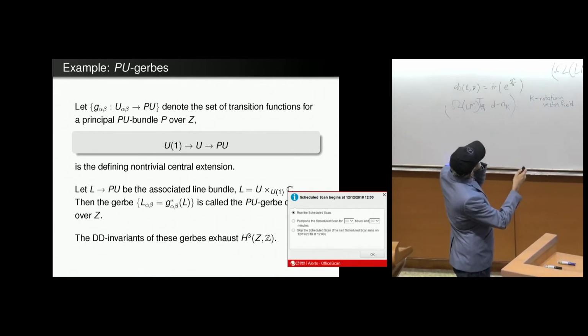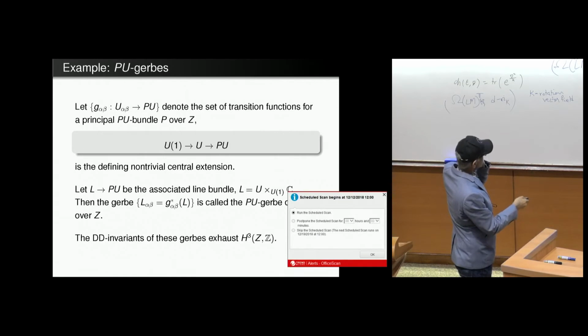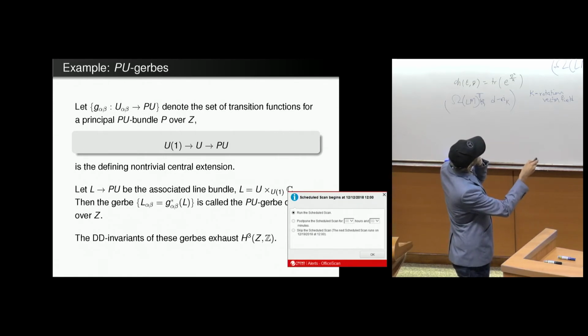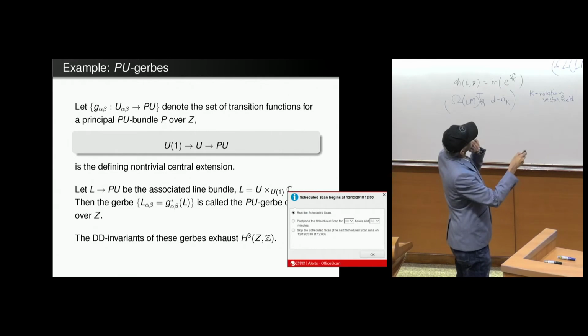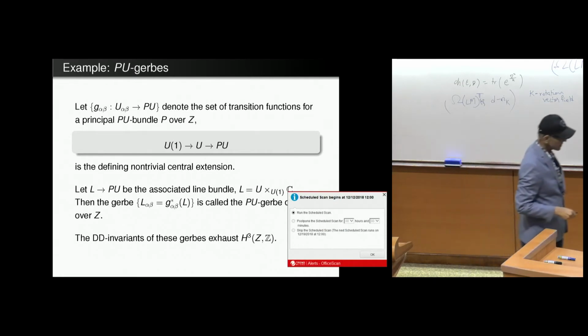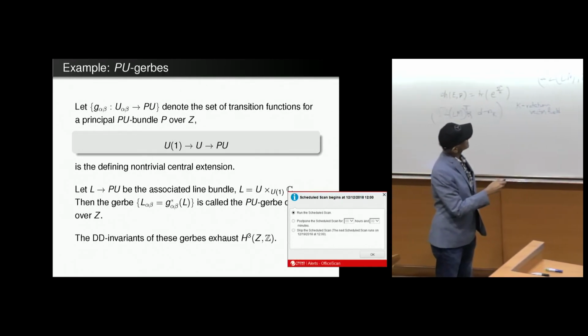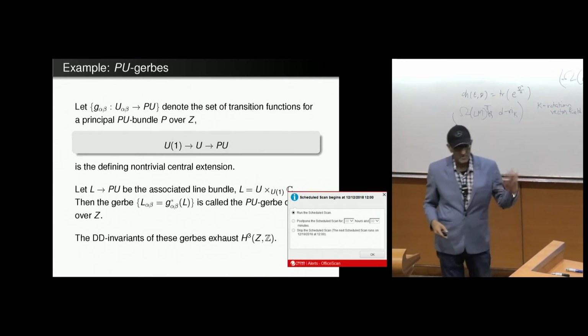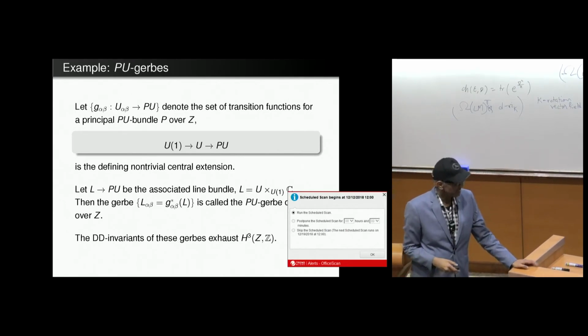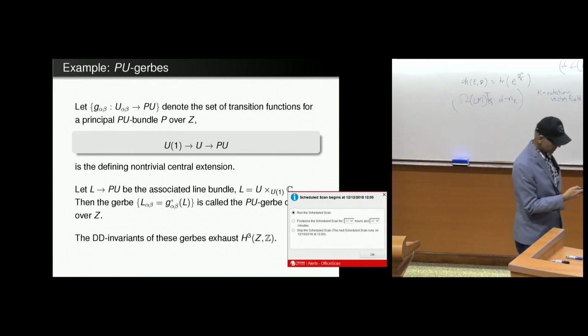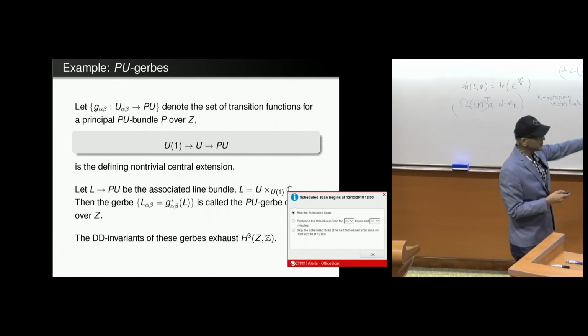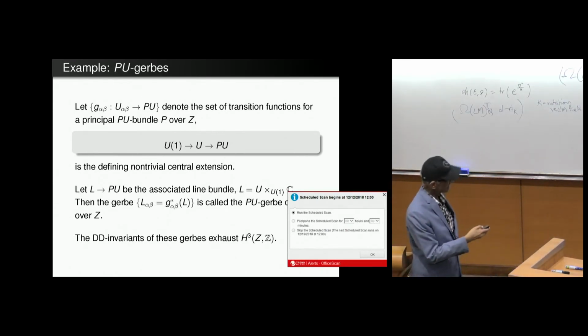So we have this central extension because the projective unitary group is just a quotient. So we have this canonical central extension. It's non-trivial, and let L be the associated line bundle. Then the gerb is the pullback of L under the transition functions of a principal PU bundle. So this is kind of the universal gerb, since every degree 3 class on Z can be represented by such a gerb. That's because PU is a classifying space for the circle, and a little bit of an argument.